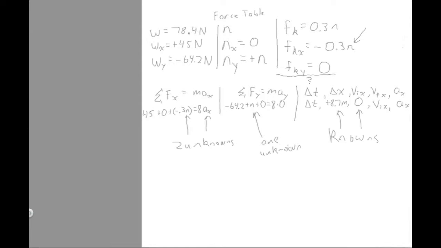So do you see we have a plan of attack now? We can use this equation to solve for little n. Then we can substitute for little n into this equation to find a sub x. Then we can substitute for a sub x into our kinematics framework to figure out delta t. So it looks like we have a fun plan planned out ahead of us for how to use algebra to solve this problem. So let's get to work on that.